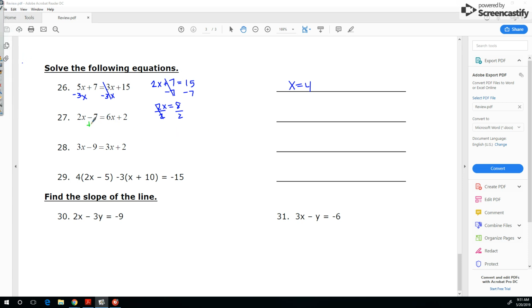Since this is negative, let's just add it. Okay, so I have 2x is equal to 6x plus 9. Let's get the x's together, so I'll subtract the 6x. Oh, a fraction. 2x minus 6x is -4x. And then divide by -4.